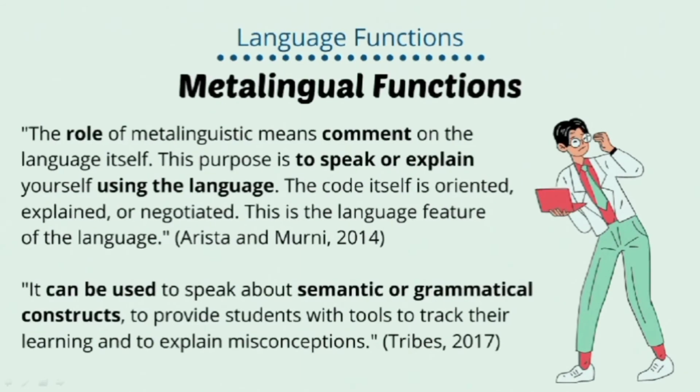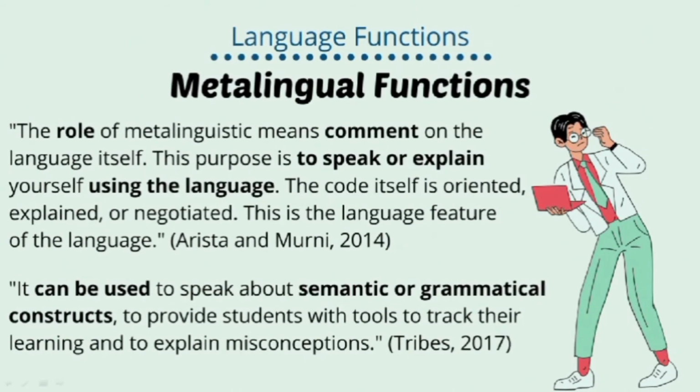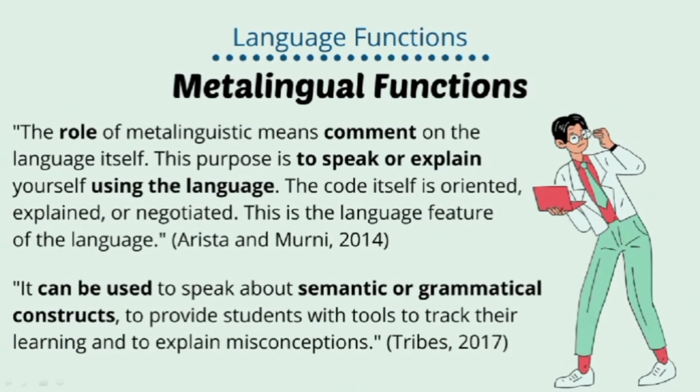Then the last is the metalingual function. The metalingual function is a language used as a metalanguage to describe matters related to a language, such as definition and explanation of the meaning of the word. According to Ursea and Murni 2014, the role of metalinguistic means comments on the language itself. This purpose is to speak or explain yourself using the language. The code itself is oriented, explained, or negotiated. This is the language feature of the language.